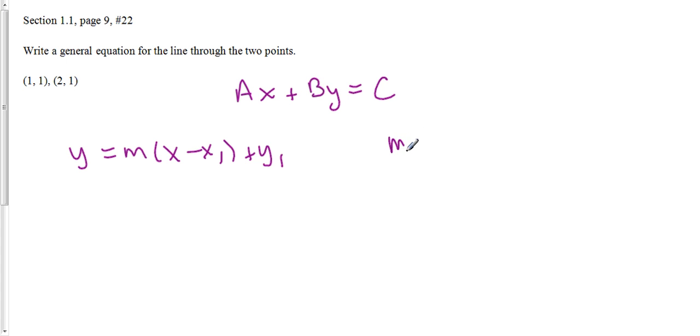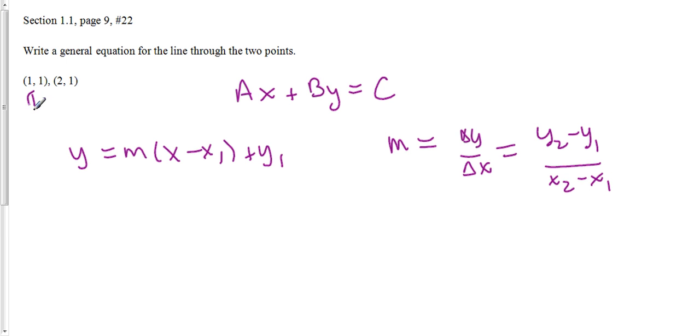So we all remember that our equation for slope is m = delta y over delta x, and that's going to be (y2 - y1) over (x2 - x1). I'm just going to let the first point be (x1, y1) and the second point be (x2, y2). It's not really going to make a difference. So I'm going to substitute in the y value for the second point, which is 1, minus the y value for the first point, which is 1.